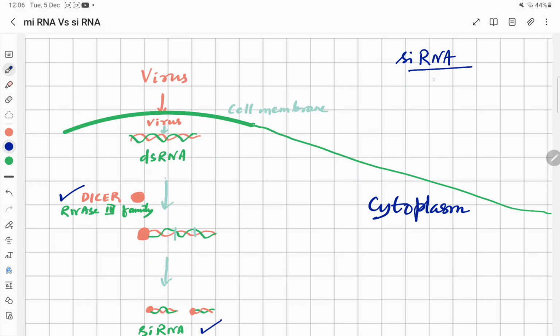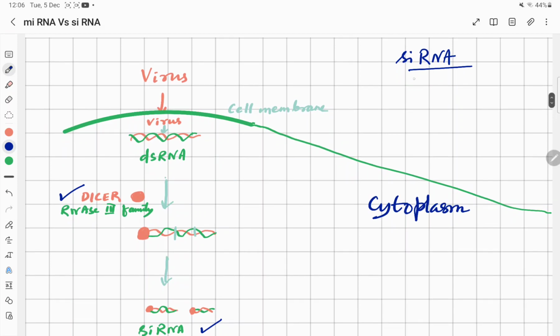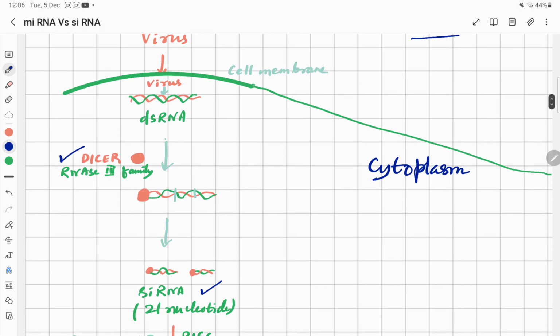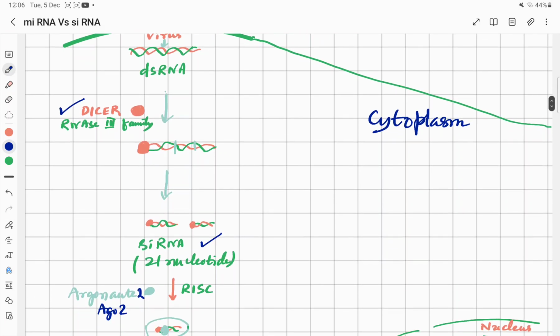Now siRNA or small interfering RNA is exogenous. Say suppose there is a virus infection, then that virus will enter into the cell and release double-stranded RNA, and that double-stranded RNA, again by the action of Dicer like microRNA in the cytoplasm, will be broken into small interfering RNAs of about 21 nucleotides.